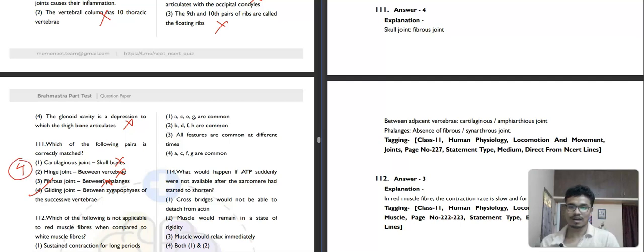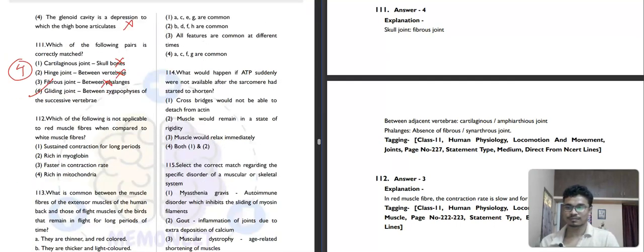Then question number 112. It is saying that which of the following is not applicable to the red muscle fiber when compared to the white muscle fiber. Not applicable to the red but applicable to the white muscle fiber. Sustained contraction for long periods, that is applicable for red. Rich in myoglobin, red. Faster in constant contraction, red. No. That is rich in mitochondria for red. So the third option will be your correct answer for this question.